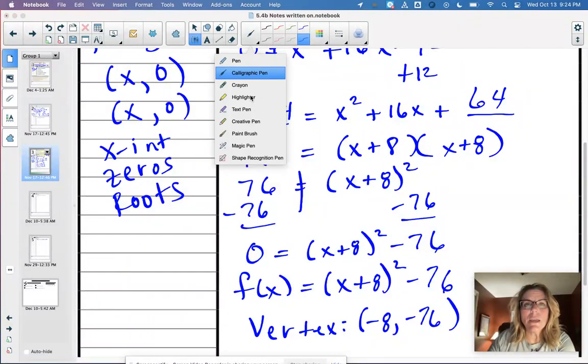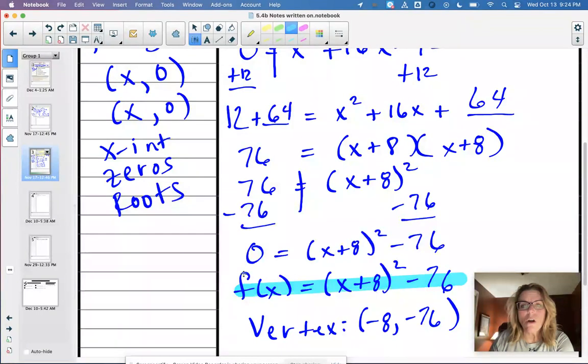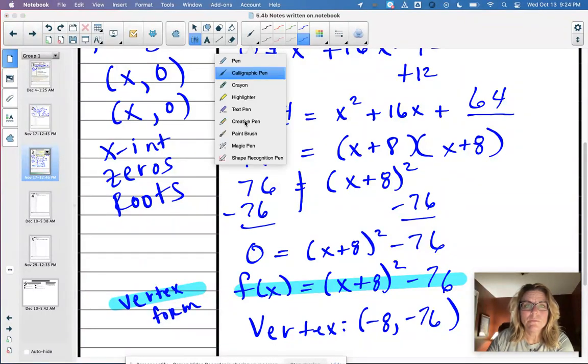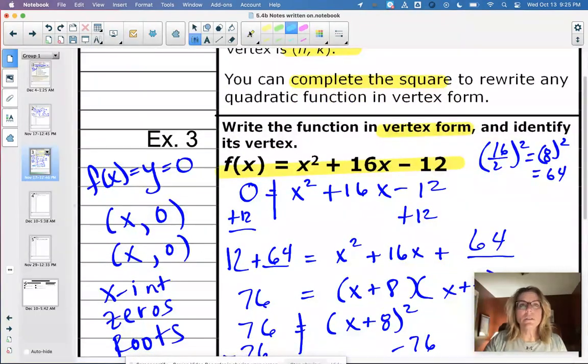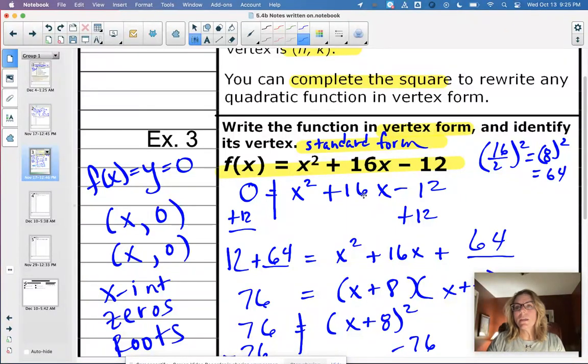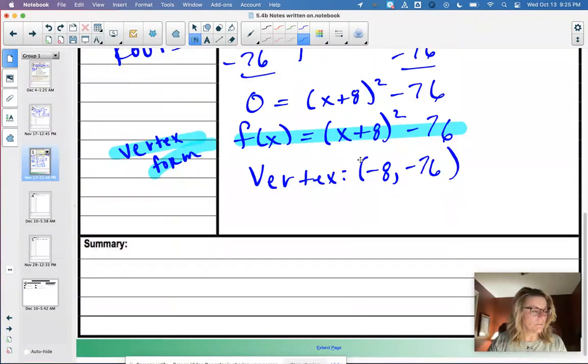Okay, so let's highlight what we found just now. This is called vertex form, whereas up here, this is called standard form. It's the same quadratic equation, the same parabola, just written differently. Standard form versus vertex form.